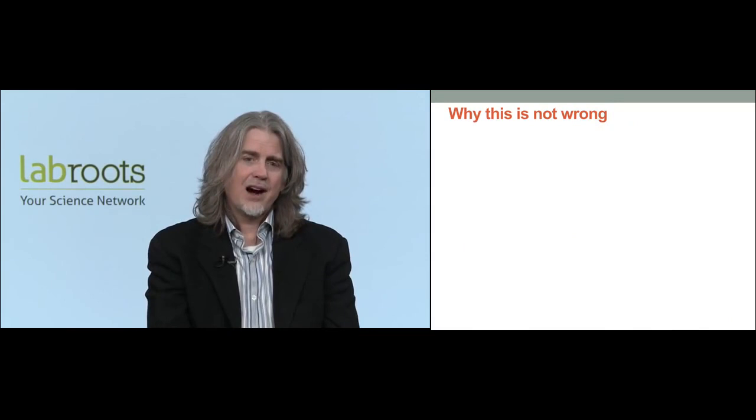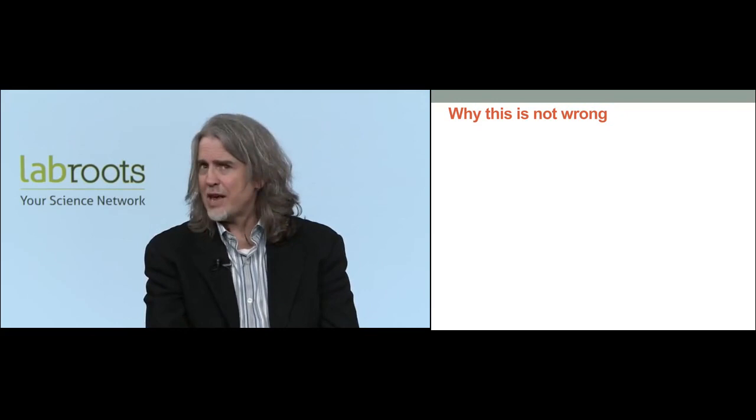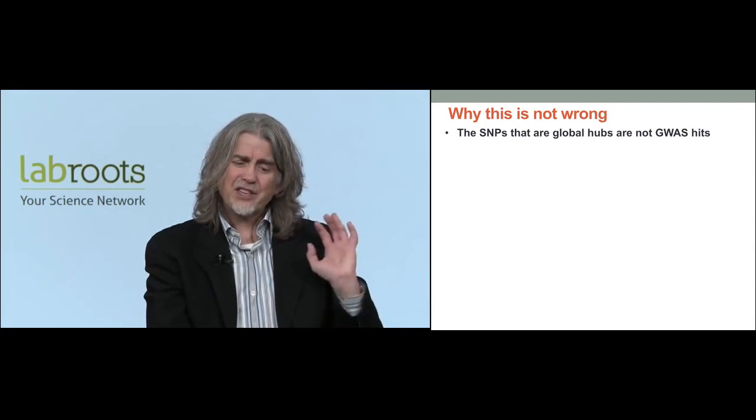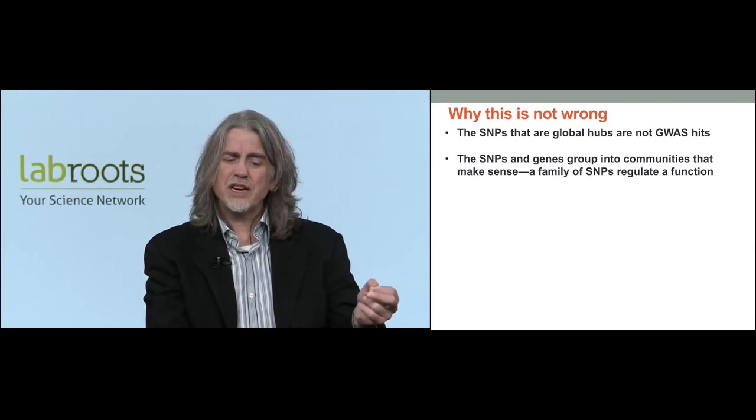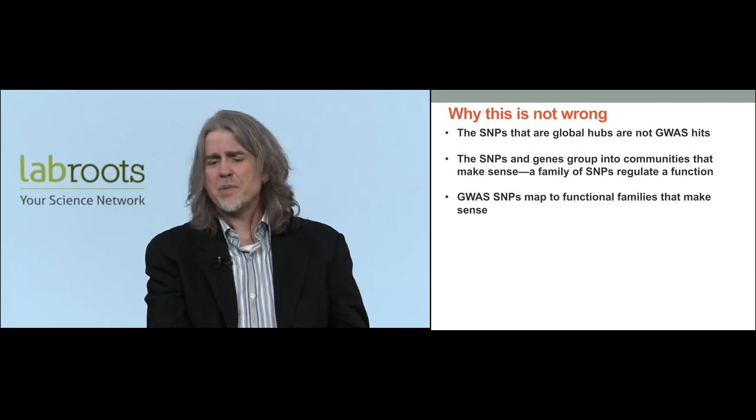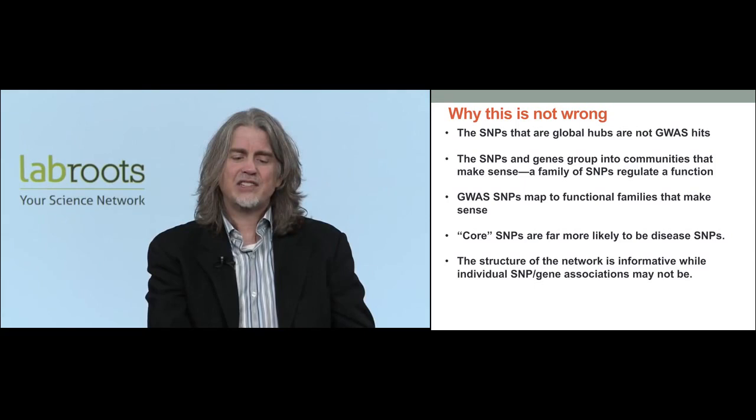But I want to tell you why I think this isn't wrong. And I won't claim it's right, but I really do think it has a lot of explanatory power. First, the SNPs that are global hubs are not GWAS hits. The SNPs and genes group into communities that make sense. A family of SNPs regulate a function or a process. GWAS SNPs map to functional families that make sense. The core SNPs are far more likely to be disease SNPs, and the structure of the network is informative, while individual gene SNP associations may not be.